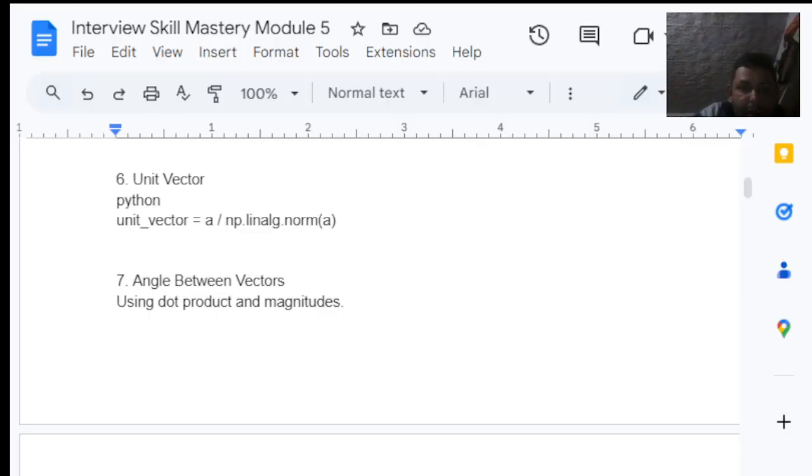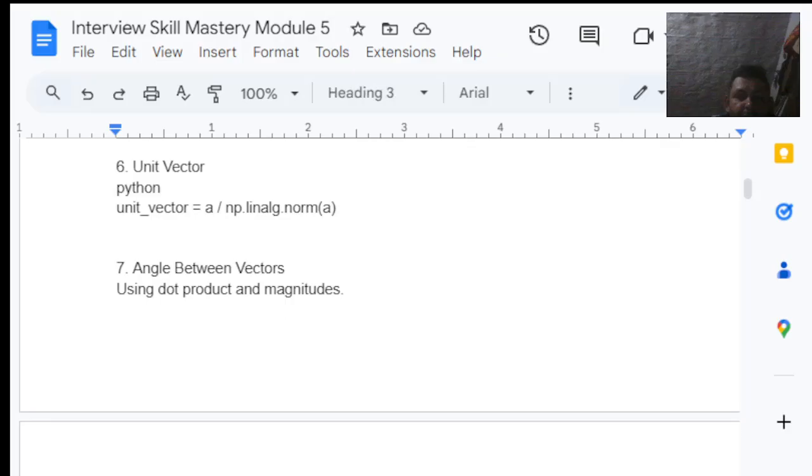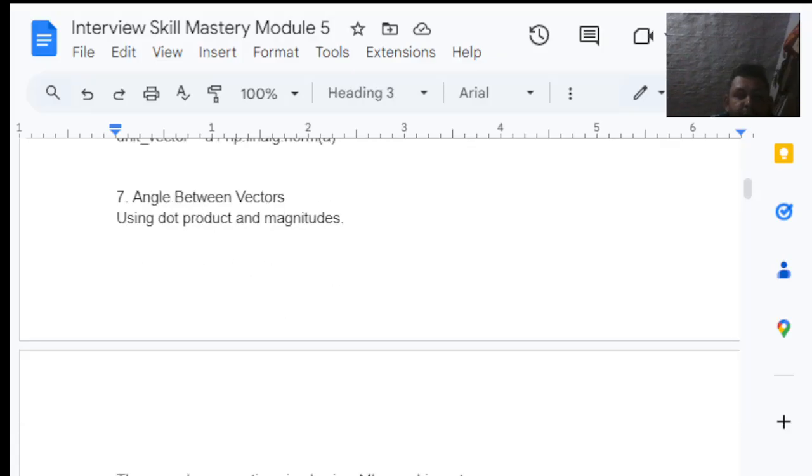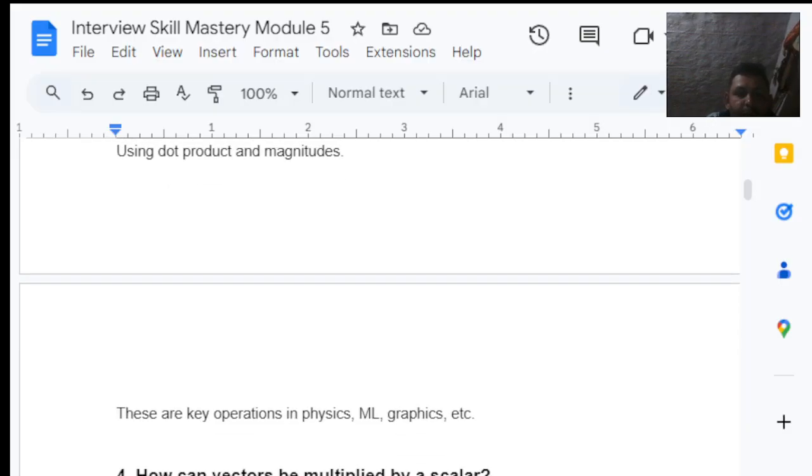The angle between vectors is important, using the dot product and magnitudes. So these are the key operations in physics, machine learning, graphics, etc.